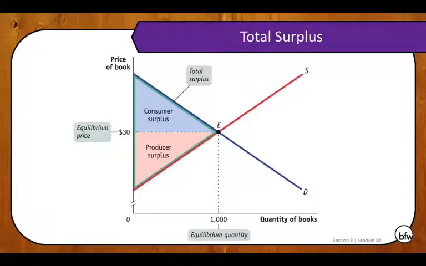Here is a graph that shows us visually what total surplus looks like. Remember that we said in the prior module that consumer surplus is the area of a triangle above the equilibrium price and below the demand curve, here shaded in blue. The area of producer surplus is the area below the equilibrium price and above the supply curve, shaded in the pink area here as producer surplus. If you sum the area of these two triangles, you form one giant triangle that is the area of total surplus in the market.